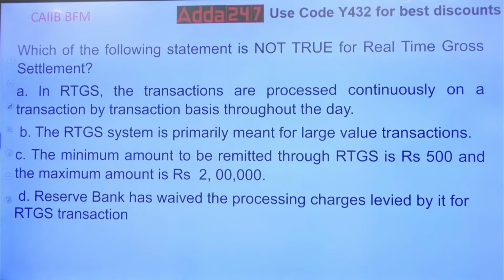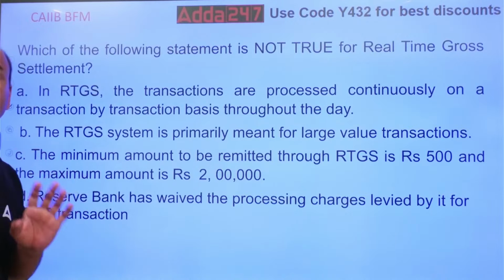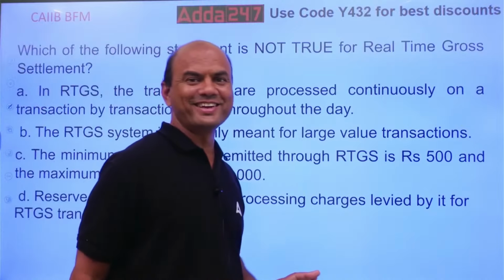Transactions are processed continuously on the transaction by transaction basis. This much you must know at the CAIIB level. Okay? The RTGS system is primarily meant for large value transactions. The minimum amount to be remitted through RTGS is 500 and maximum is 2 lakh. RBI has waived processing charges levied by it for RTGS. This much you must know. This answer you should know definitely. If somebody is not knowing this, then very difficult situation in CAIIB. Okay?